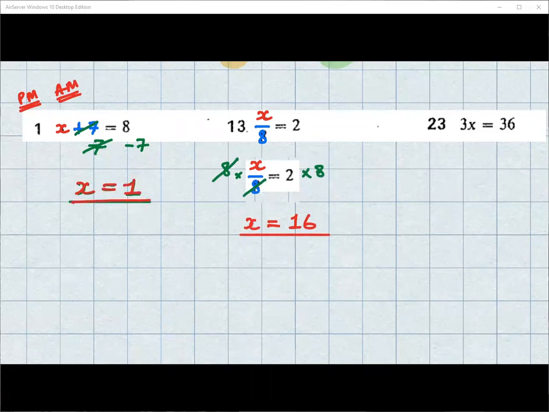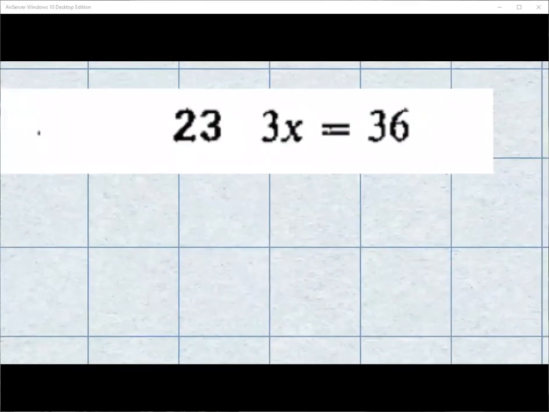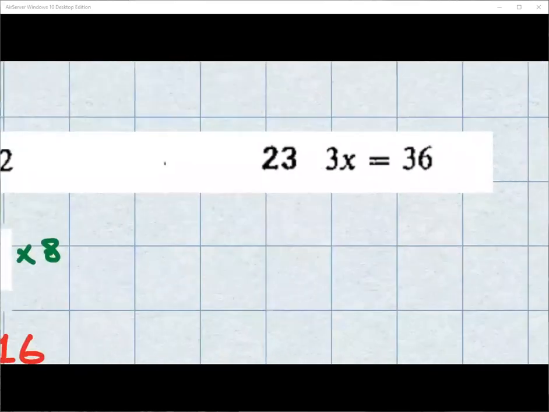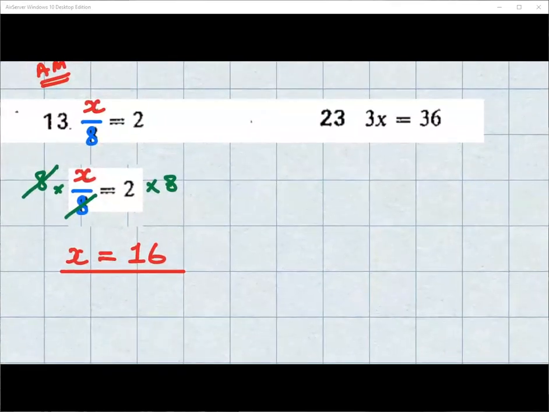Remember, this is the algebraic method. This is the traditional, the proper method of solving equations. We can do one more like this, and I'm going to show you the other way as well. And you can choose whichever one you like. Okay, so the next question we have here says 3x equals 36. I didn't finish copying the other one. Okay, sorry.